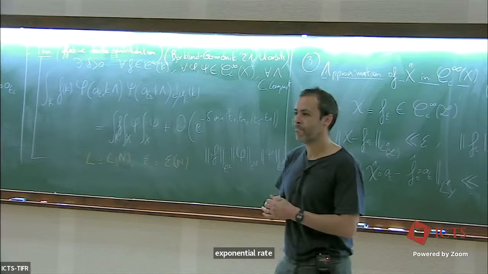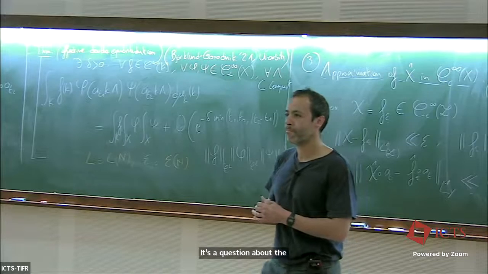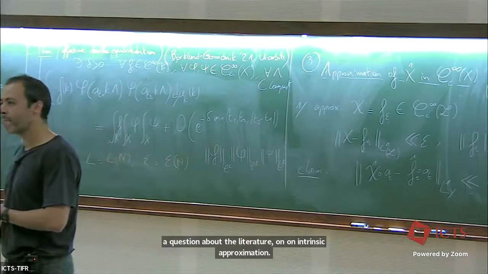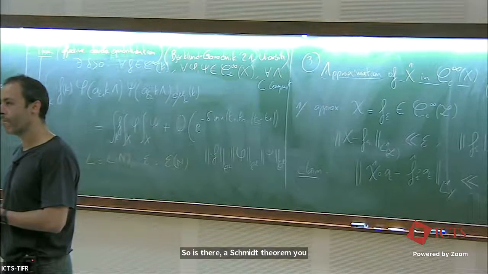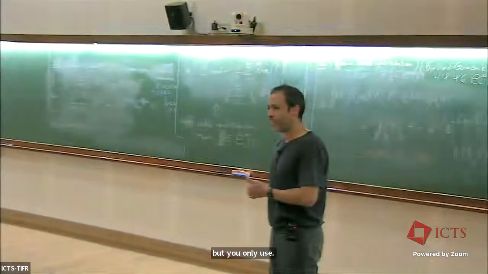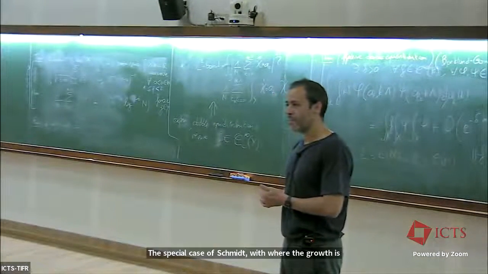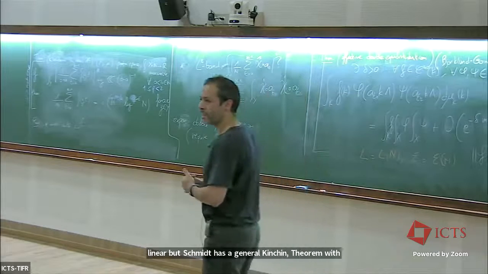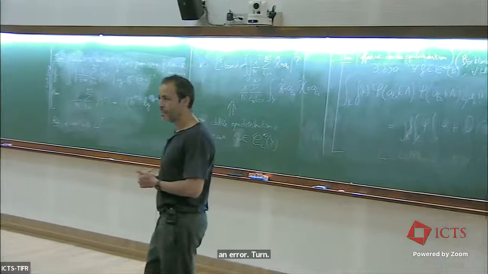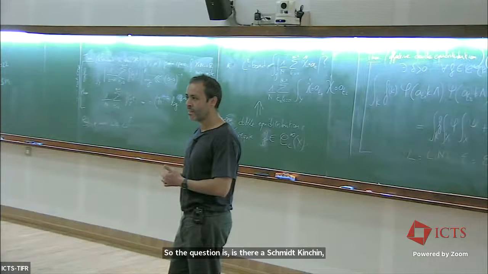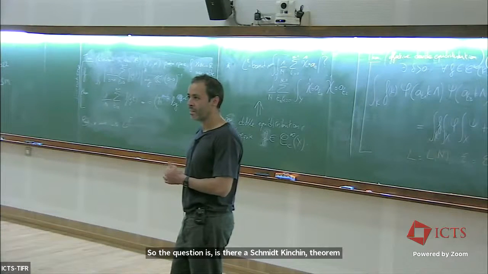It's a question about the literature on intrinsic approximation. So is there a Schmidt theorem? You mentioned Schmidt, but you only used a special case of Schmidt where the growth is linear, but Schmidt has a general Khinchin theorem with an error term. So the question is, is there a Schmidt-Khinchin theorem with an error term in the spirit of Schmidt for intrinsic approximations? Has somebody done that?